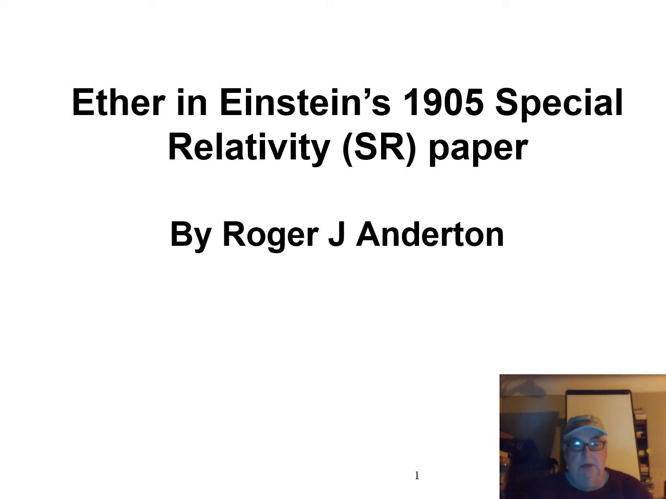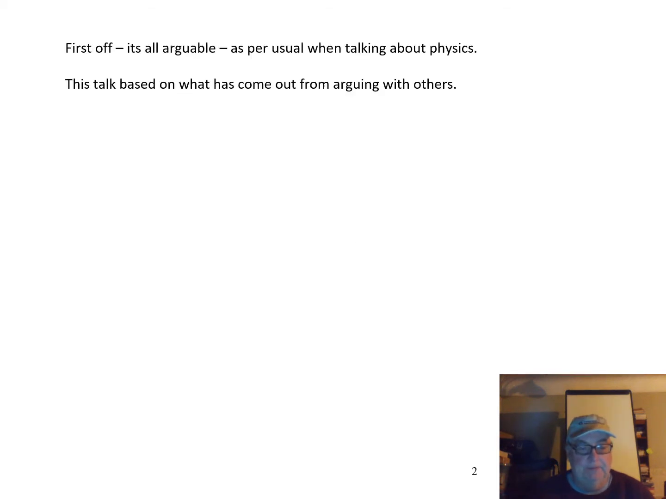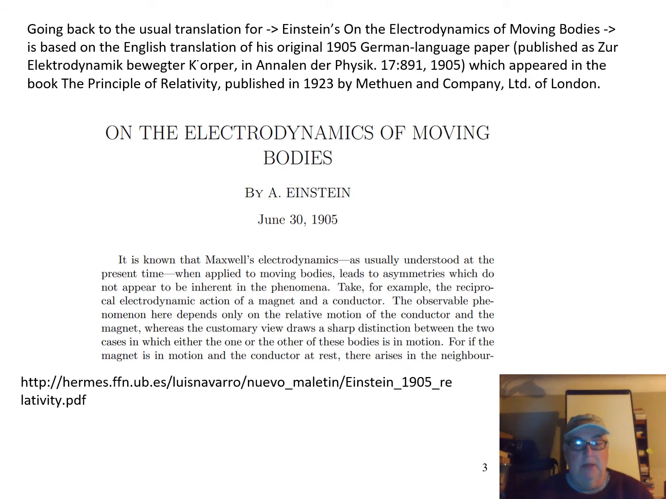This talk is entitled Aether in Einstein's 1905 Special Relativity paper. First of all, it's all arguable, as per usual when talking about physics. This talk is based on what has come out from arguing with others. We go back to the usual translation of Einstein's 1905 paper on special relativity.